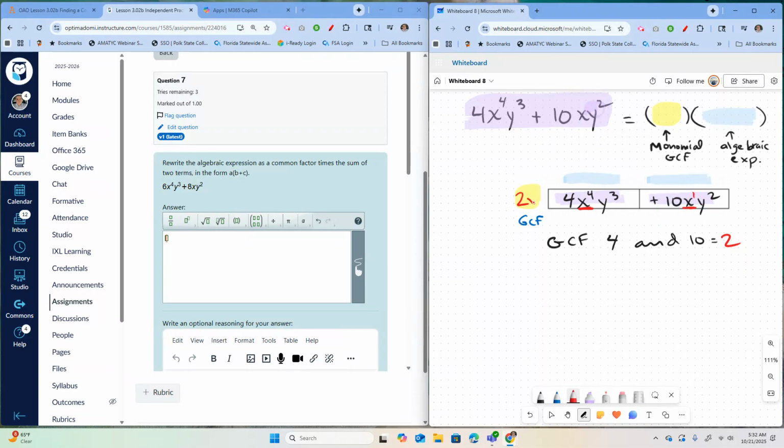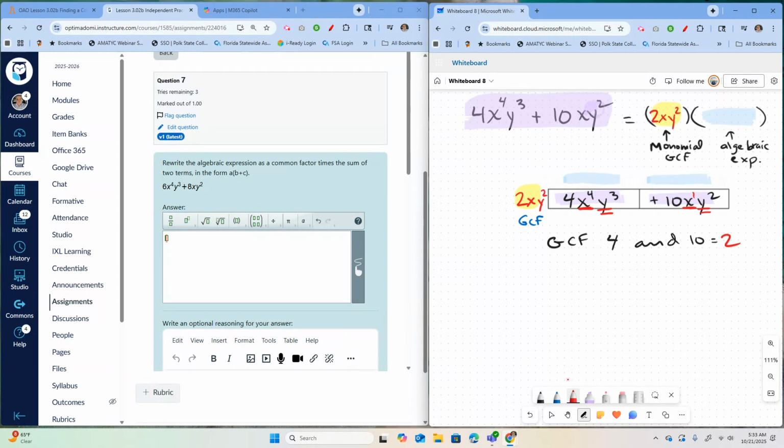So my GCF of the x's is just x because x to the first power has the smallest exponent. I'm going to do the same thing with the y's. I'm going to check I have the y in common. I do. And I'm going to pick the smallest exponent of the y's. That will be y squared. And look, I got my GCF. That's what I'm going to write inside here.